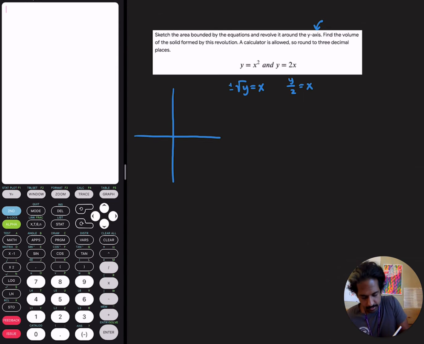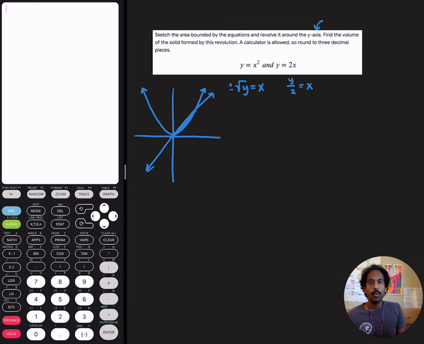y equals x squared, that parabola looks like this. And y equals 2x is going to be a line that goes something like that. And so what we'll see here is that this area I'm about to color in, this is the area we care about.